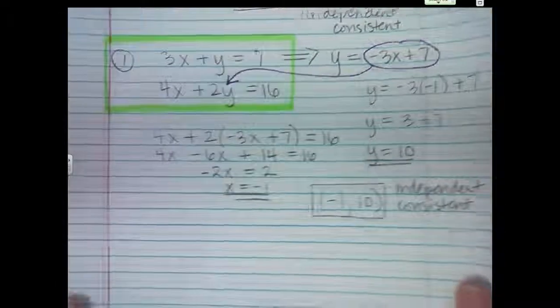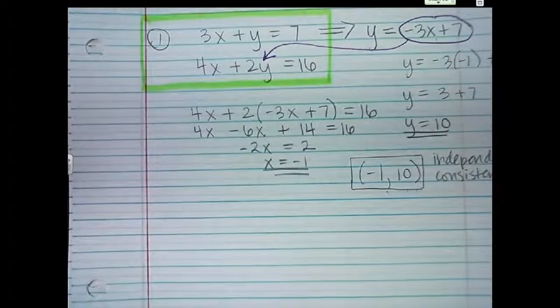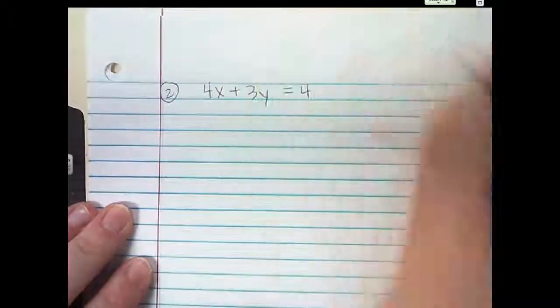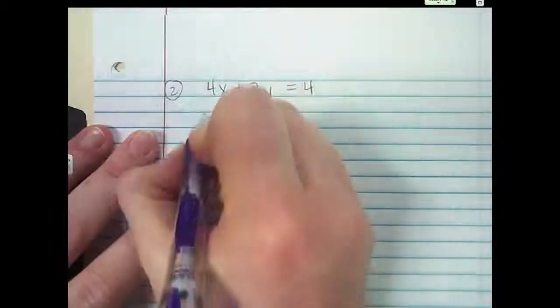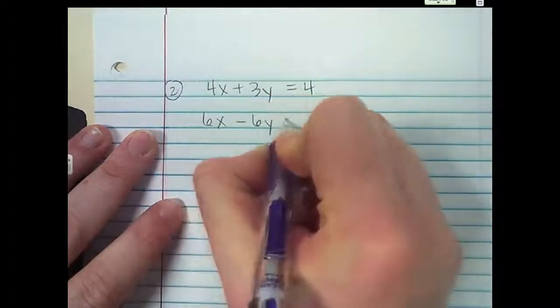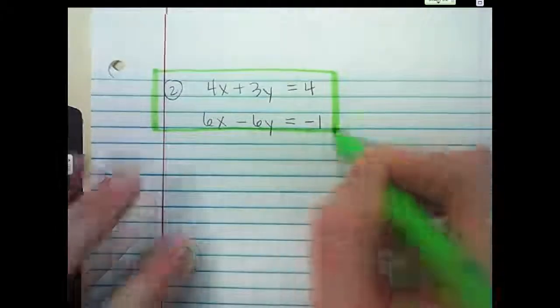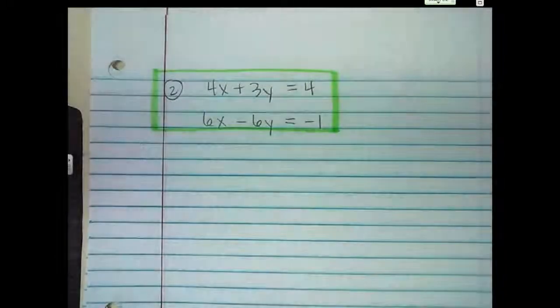Okay, let's do a different substitution. Number 2, 4x plus 3y equals 4. 6x minus 6y equals negative 1. So today you have substitution and elimination. This is the only other substitution one I'll do, and then we'll go do some elimination ones.